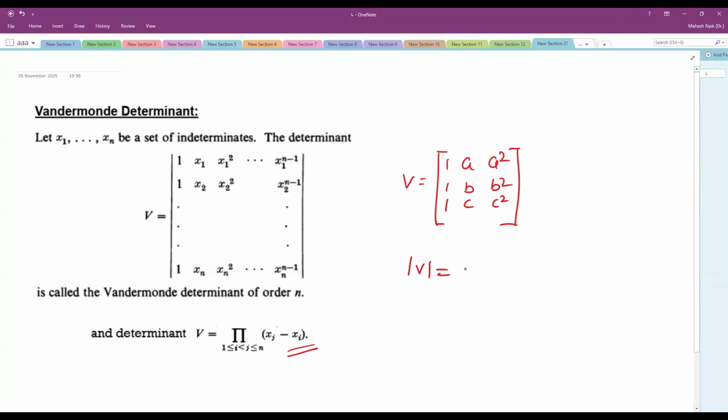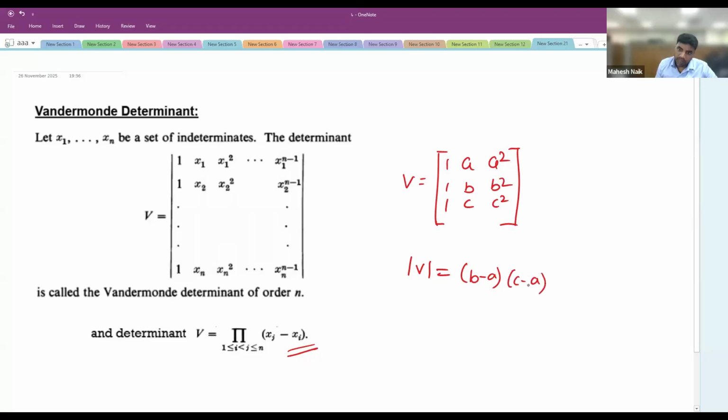Sir, it will be a2 minus a1, so that's b minus a in this case, and c minus a, and c minus b. Okay, so that's how we can calculate the determinants a bit quickly by knowing the nature of the determinants in such cases.